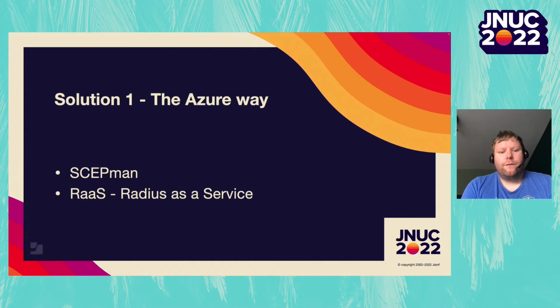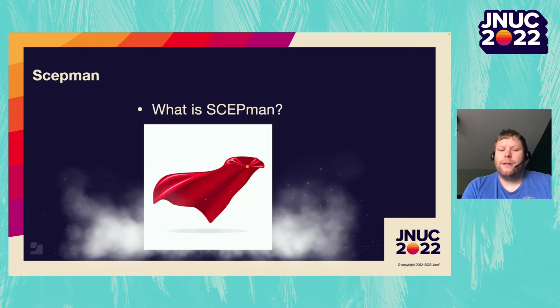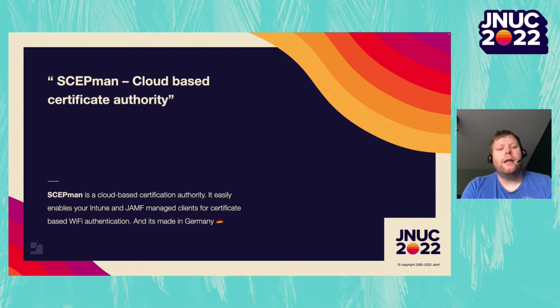Without further ado, this is the first solution that we're going to talk about. It is the Azure way, and the name of that solution is SCEPman, and its little brother RaaS, short for Radius as a Service. What is SCEPman? That's an excellent question to ask. Is it a SCEP server with a cape? Not entirely, no. It is essentially a cloud-hosted certificate authority, and it is cloud-hosted because it lives in your Azure tenant as an application. It's made in Germany and it runs pretty smoothly.